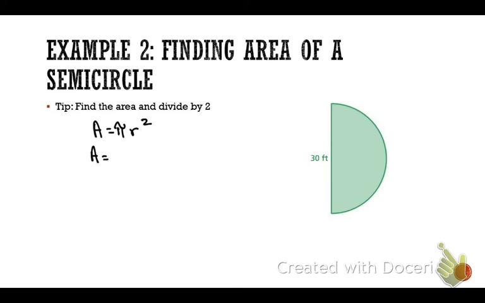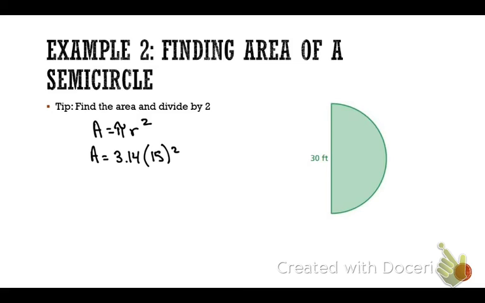So A equals, what value do I use for pi? 3.14 times what is my radius? 15. You have to cut the diameter in half. So 15 squared. Okay? You must square the radius.